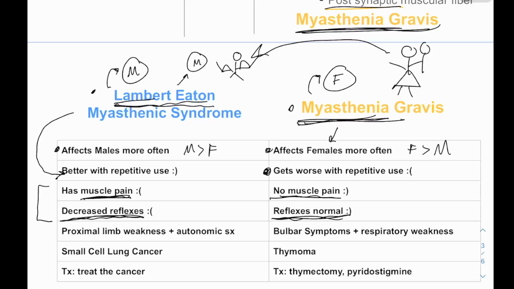So that's how I think about that. Lambert-Eaton, you have muscular pain and you have decreased reflexes. Myasthenia gravis, you have no muscular pain and your reflexes are normal.